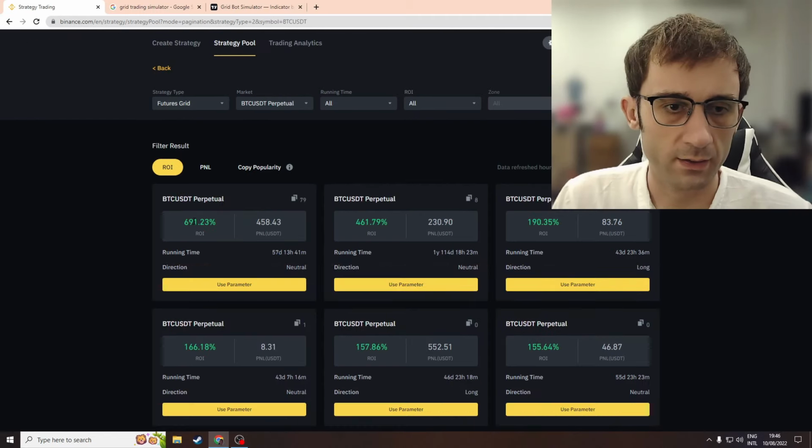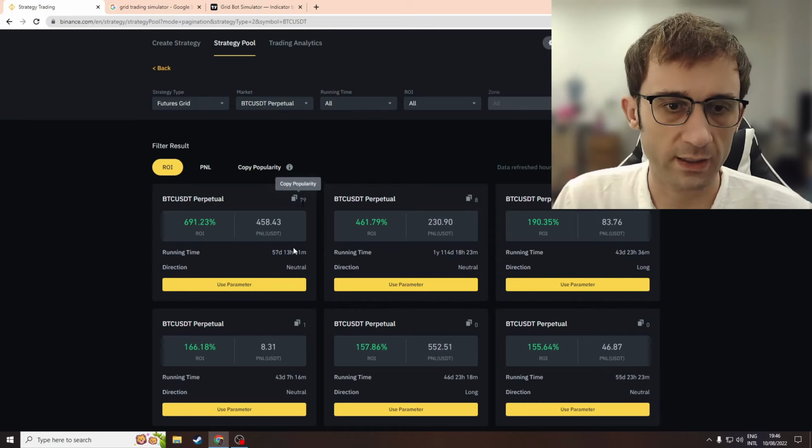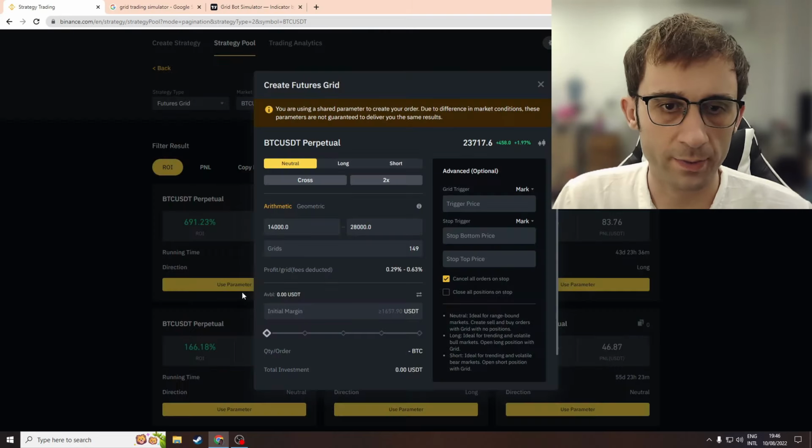This one has made 690% growth over the past 60 days since it was set up, and 79 other people are trading it. So we can use this one and click on use parameters, and then we come up to the options window.